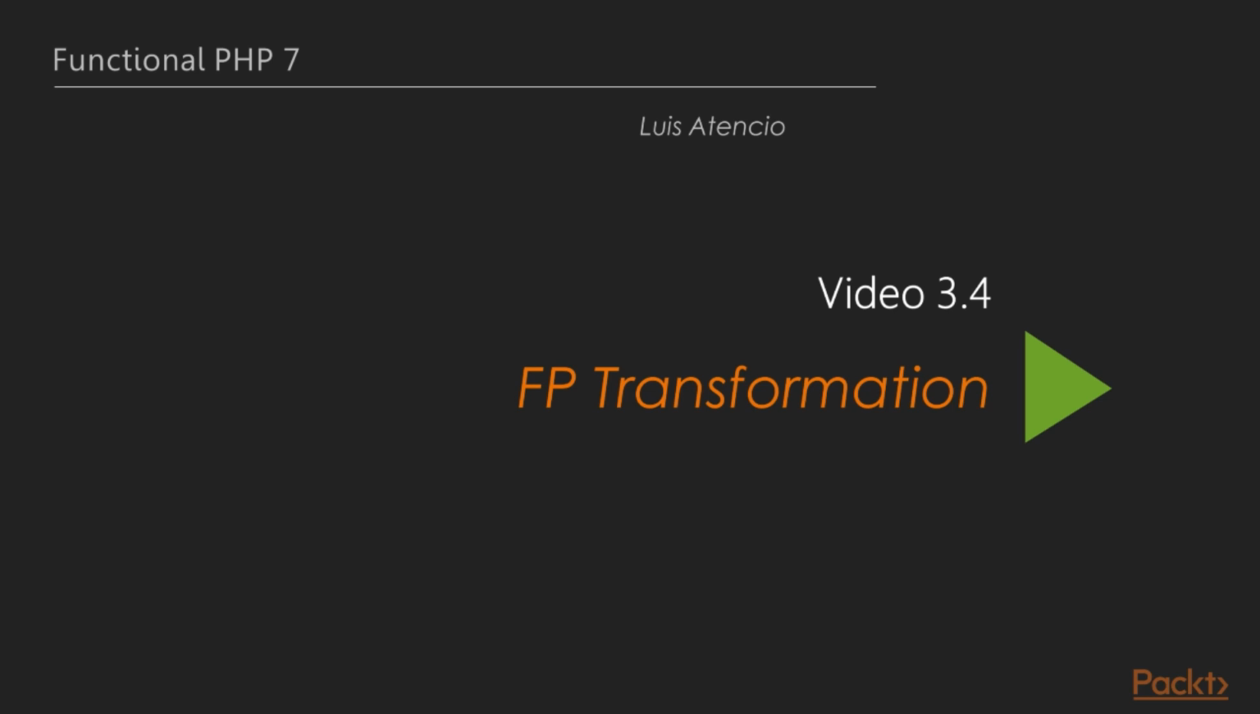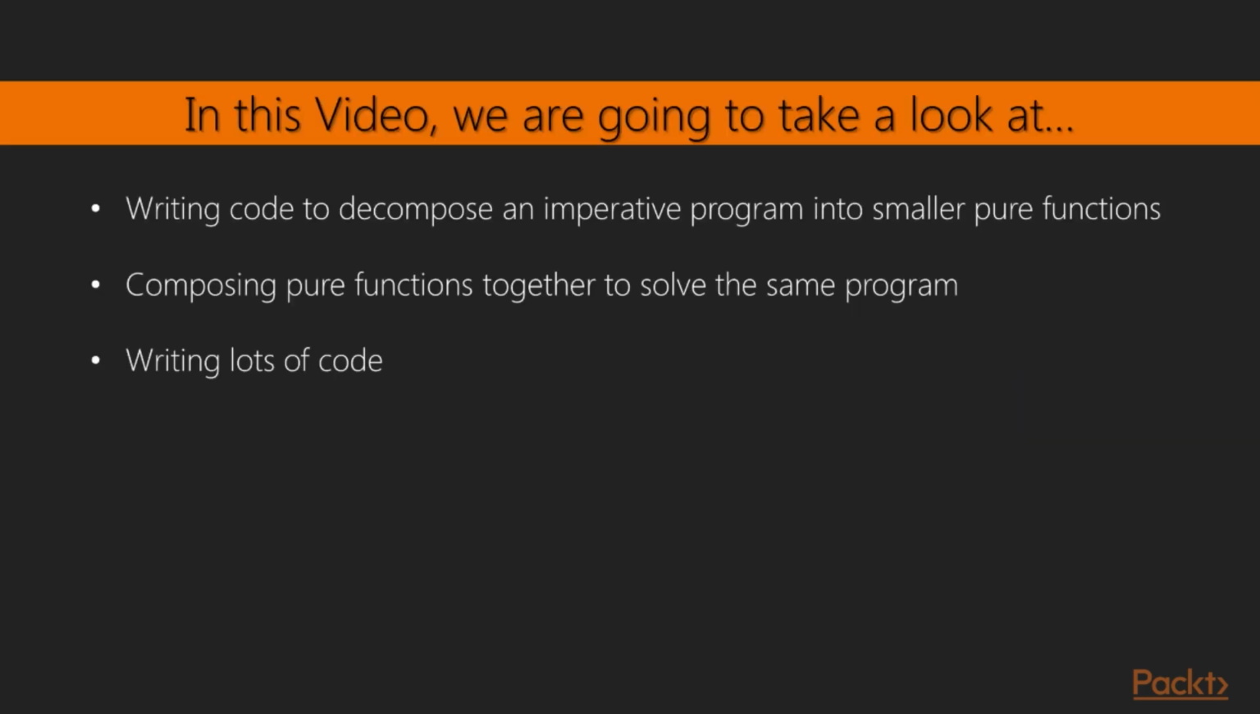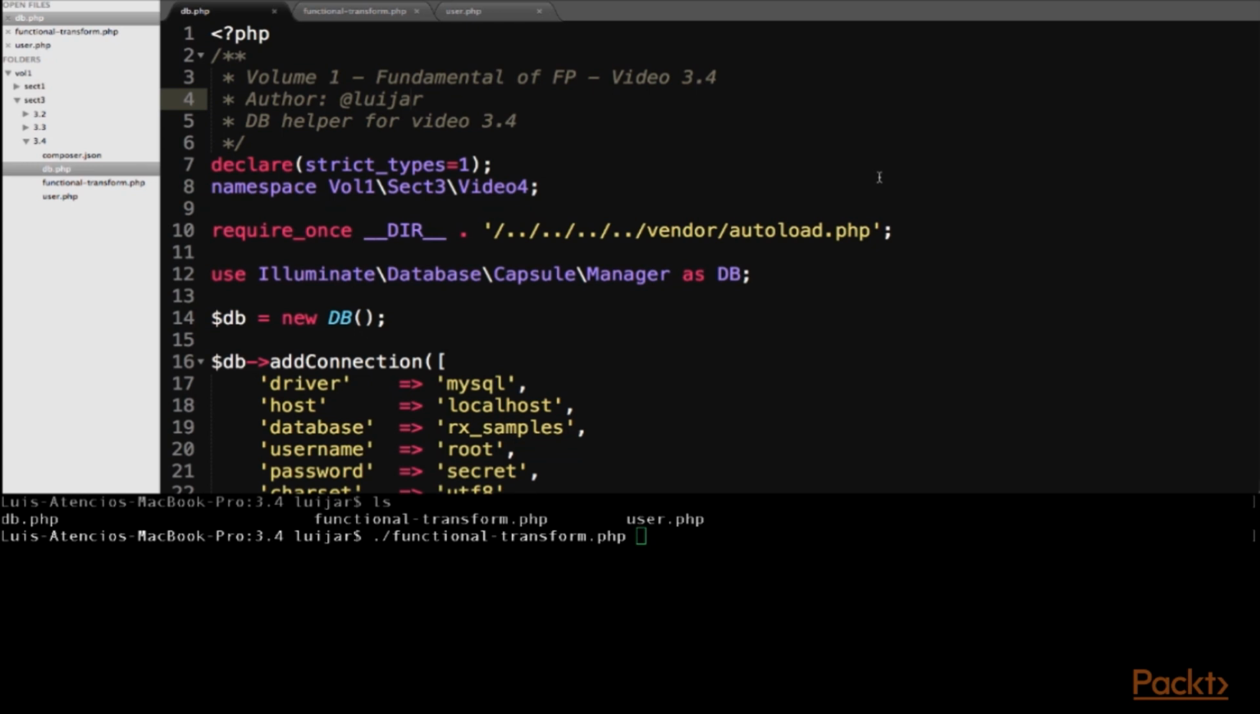In this last video, we're going to look at transforming an imperative program into a functional one. In this video, we're going to be writing code to decompose a function done imperatively into a set of smaller pure functions, and then we're going to compose those pure functions to solve the program as a whole. And this section is one of my favorite ones because it's basically all code. So let's dive in.